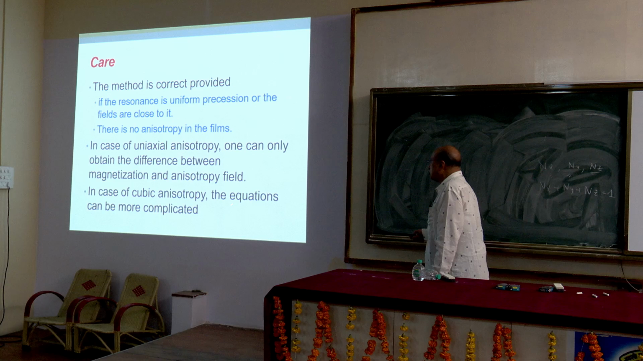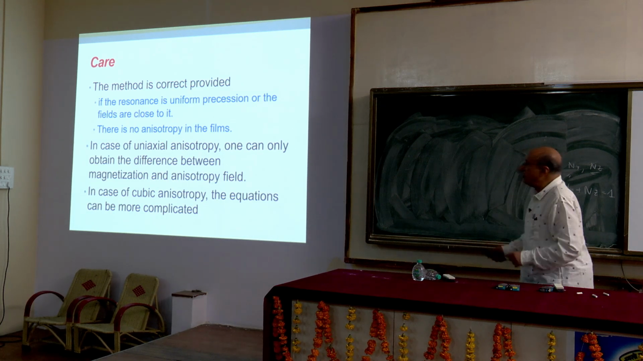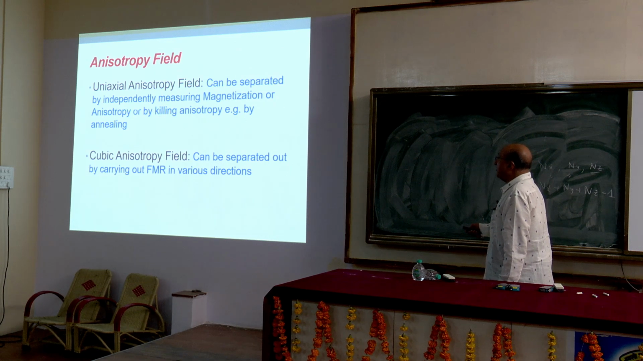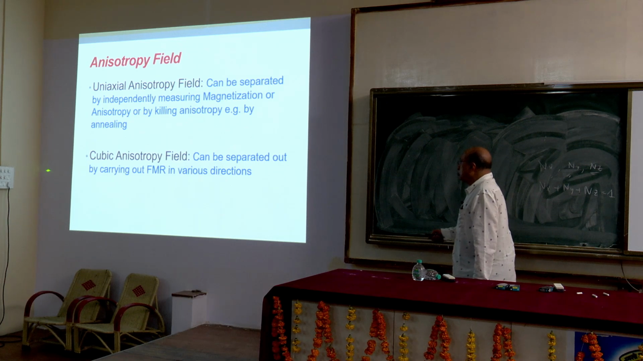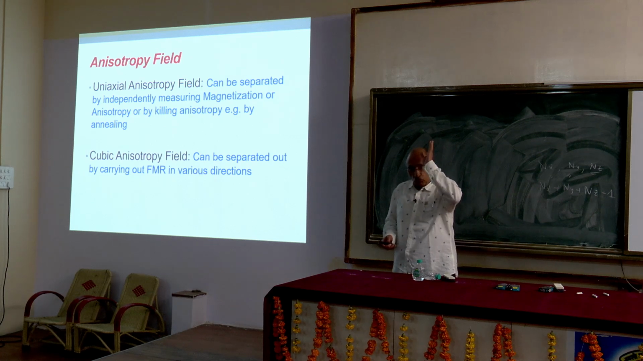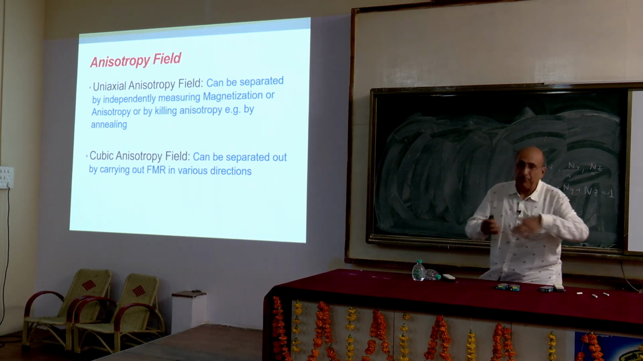In the case of cubic anisotropy, the equations can be more complicated, but by measuring along different axes, it can be separated out. If you have a uniaxial anisotropy field, it can be separated by independently measuring magnetization or anisotropy, or by killing the anisotropy, for example by annealing. Cubic anisotropy field can be separated out by carrying out FMR in different directions. So you move in certain planes, which have an easy axis and a very hard axis, and separate them out.